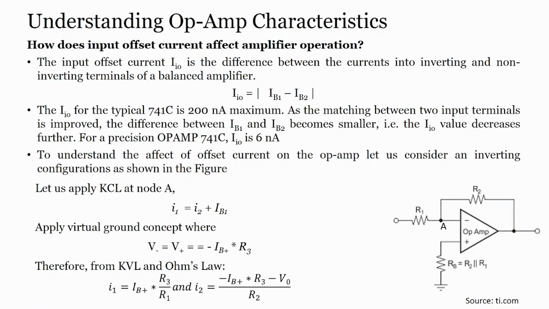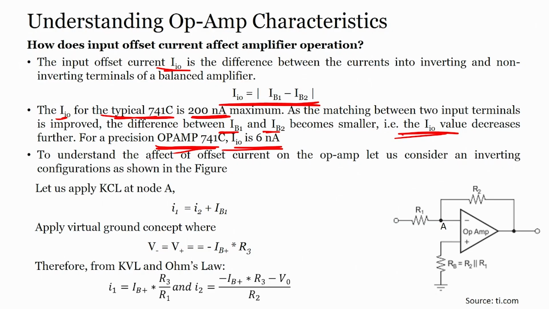If I see the slide, I find the input offset current definition, which we already know. The input offset current for a typical 741 is 200 nanoampere maximum. As the matching between the two input terminals is improved, the difference between IB1 and IB2 becomes smaller, that is, the input offset current value decreases further. For a precision op-amp, the input offset current is just 6 nanoamperes.